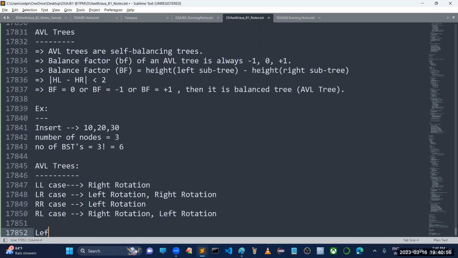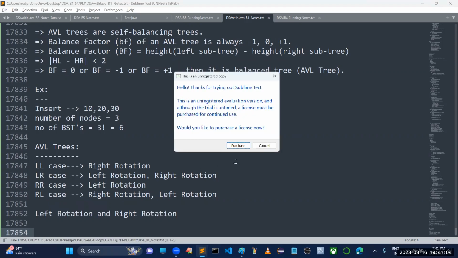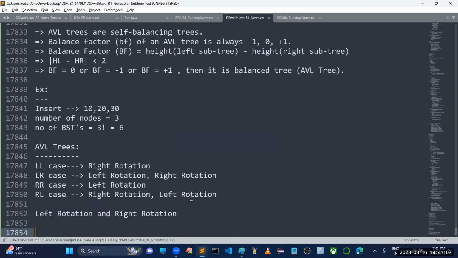But we have only two rotations. One is left rotation, and the second one is right rotation. These are the two rotations that we have. Based on that, the total tree is going to be formed. So please confirm everyone, is the concept clear?